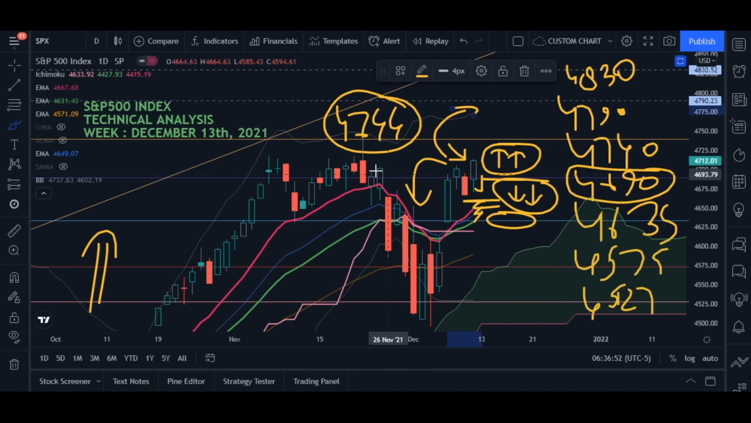Okay guys, so this was my technical analysis for the S&P 500 index for the week commencing from December 13th, 2021.